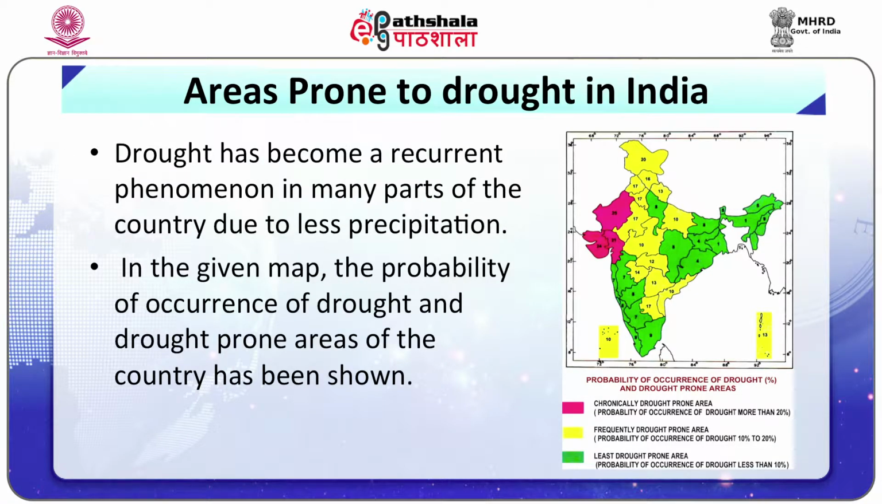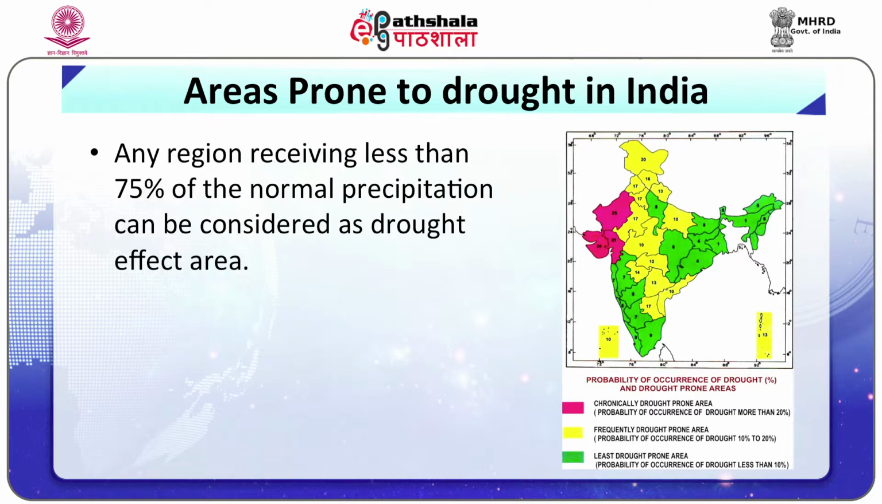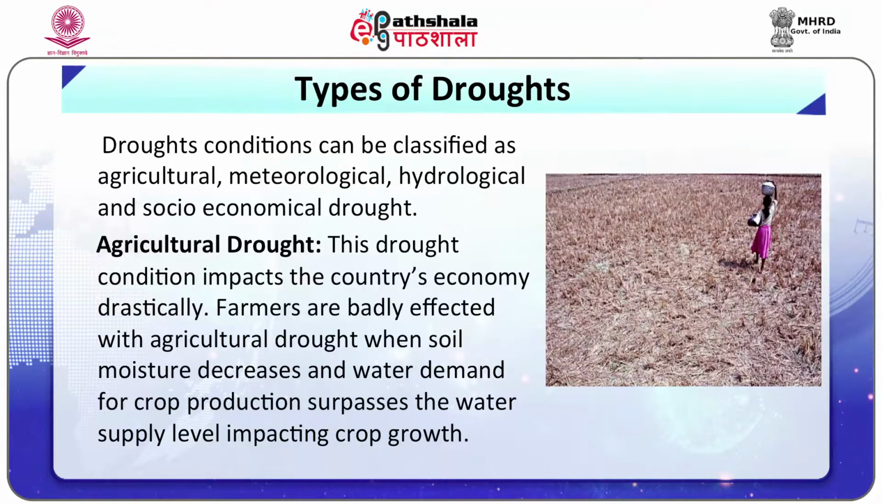Areas prone to drought in India. Let's discuss that today. Drought has become a recurrent phenomenon in many parts of the country due to less precipitation. In the given map, the probability of occurrence of drought and drought-prone areas of the country has been shown. Any region receiving less than 75% of the normal precipitation can be considered as a drought-affected area. Now we will discuss the types of droughts.